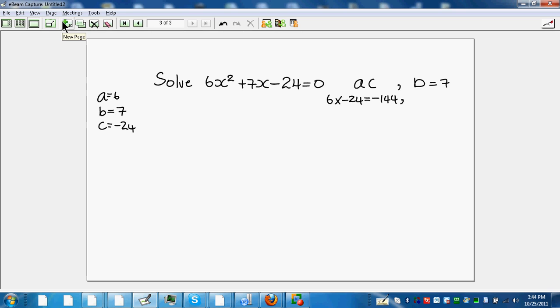So what we could do, we could write down 6 and 24 here and see what are the factors of 6 and 24. Factors of 6 is 2 by 3. The factors of 24 would be 4 by 6. Good. And we're looking to see what combination we could use to get factors such that when we add them together, we get 7.